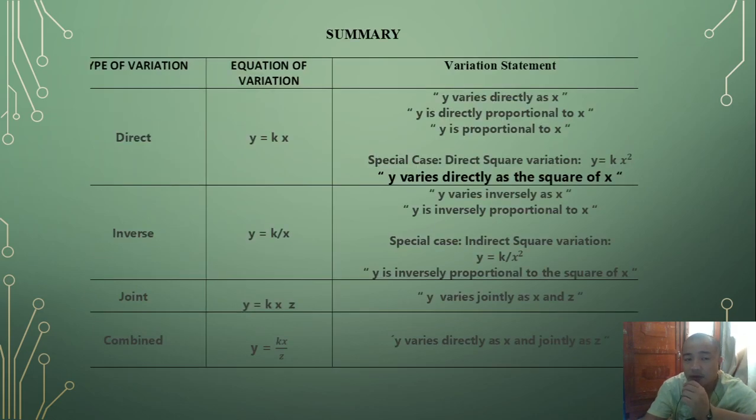So for the summary, we have here the comparison of the 4 types of variation. You can screenshot this part so as to have the comparison. So pag direct, the equation is y equals kx. Inverse, y is equal to k over x.